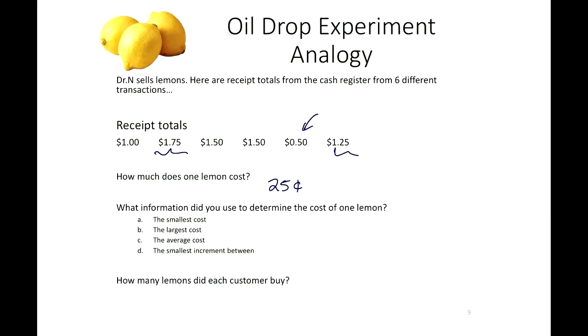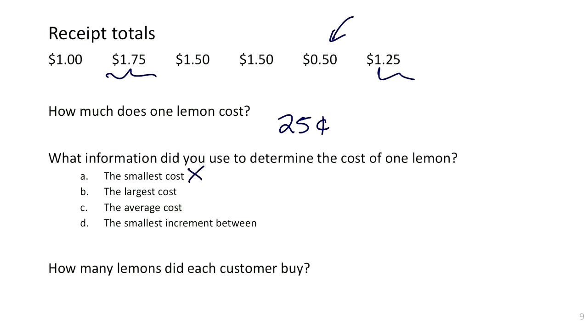All right, so what did we use? It's not the smallest cost, okay, 50 cents is not the answer. It's not the largest cost, right? Because you can buy more than 1 lemon, that's allowed. It's not the average cost, it's the smallest increment between costs. All right? Can we deduce how many lemons each customer bought, now that we've come to a conclusion how much a lemon costs? Yeah. All right, so this first person bought 4, this person bought 7, 6, 6, 2, 5.